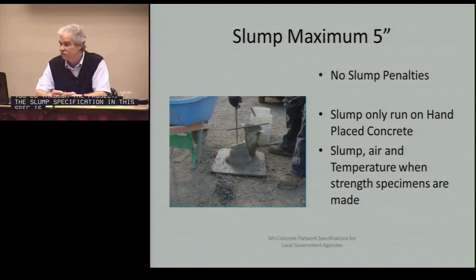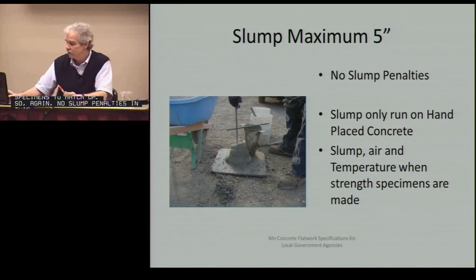No more slump ranges in different mixes. Slump only needs to be run on hand-placed concrete, machine-placed concrete, no slump test required. But when you make cylinders, you need a slump, air, and temperature test when you do strength specimens to match up. So again, there's no slump penalties in this spec, just a maximum 5-inch slump is what we set it at. They use admixtures and water reducers, superplasticizers.